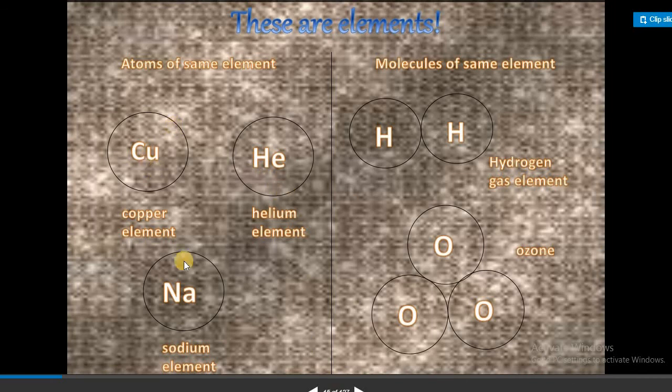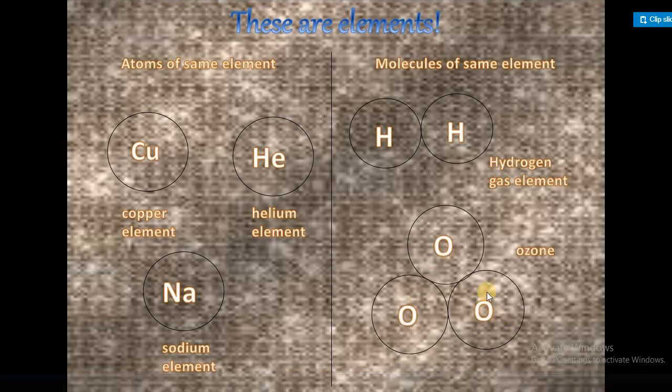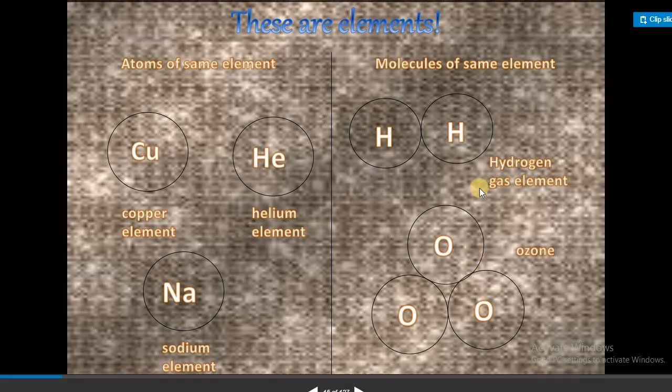So these are some examples. Copper is an element, helium is an element, sodium is an element. So they are made up of similar types of atoms. And if we are talking about the molecule of an element, then this is a hydrogen molecule made up of hydrogen atoms only. This is a molecule of ozone because they are all oxygen atoms which are combined together. Combined together means they are bonded together. So these are the atoms of the same element and these are the molecules of the same element.